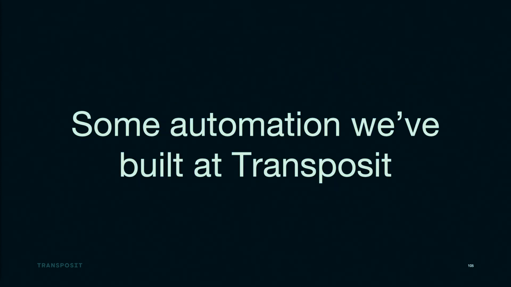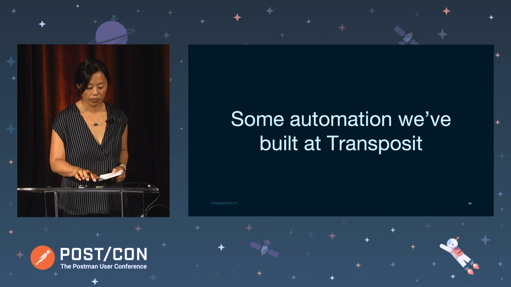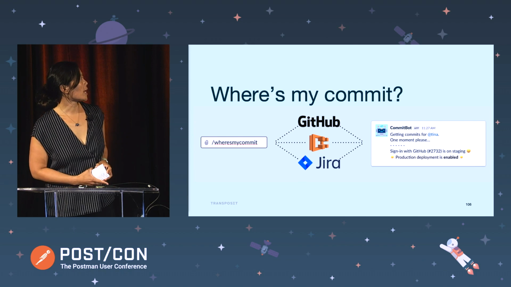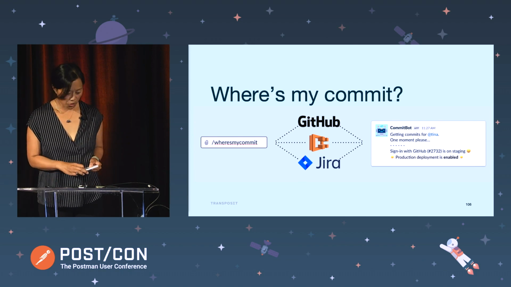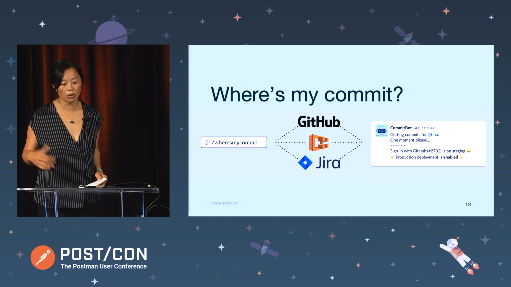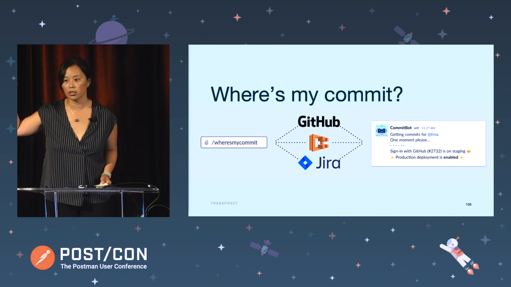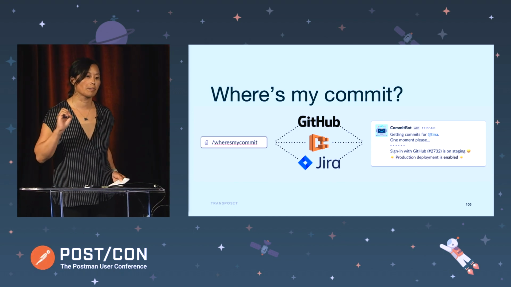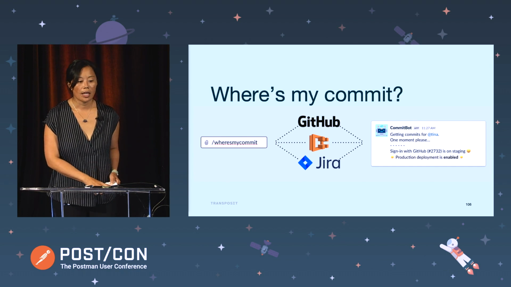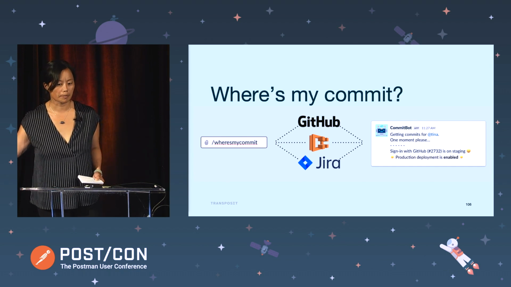So now I'd like to walk through a few examples of some automation that we built at Transposit that includes human in the loop. The first one I'd like to talk through is what we call where's my commit. So at Transposit, we have this multi-tiered release process. So developer commits a change, it goes to a developer build. Once a day, we cut a branch that goes and gets deployed to our staging environment. And then after a 24-hour bake period, that now gets pushed to production.